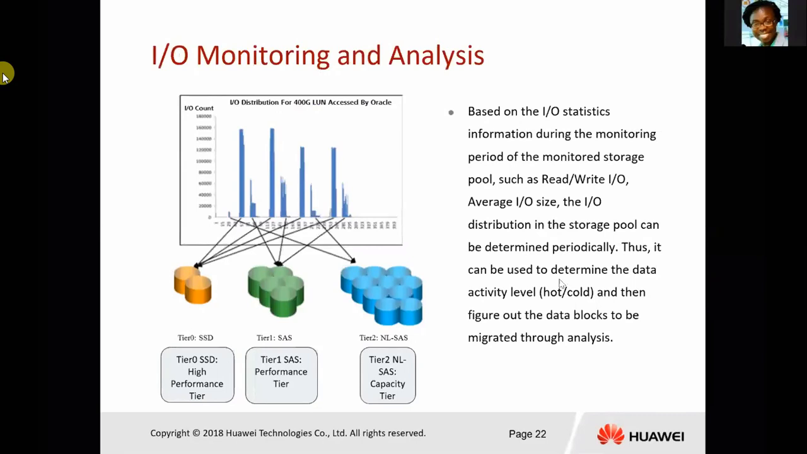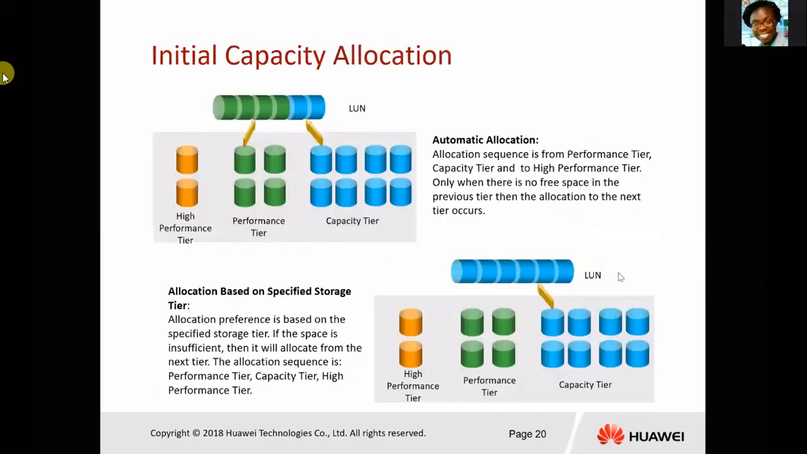Hello, Roy, can you hear me? Yeah. I want to ask, when you talked about initial capacity allocation, you talked about the default policy. What did you call the default policy for initial capacity allocation? The default policy that it will use is automatic allocation. Okay, all right. Thank you.